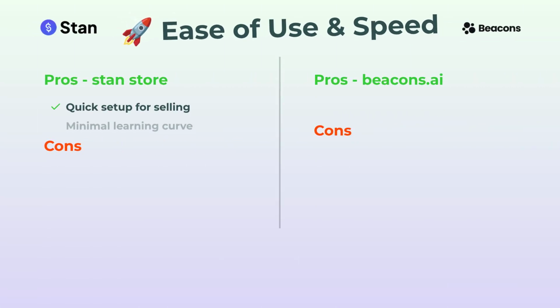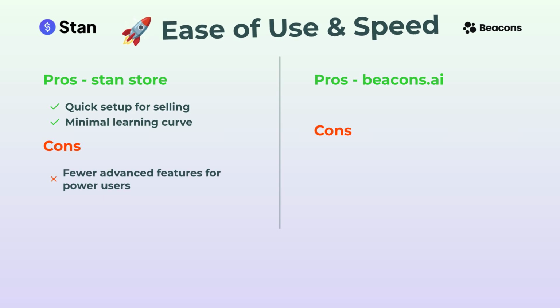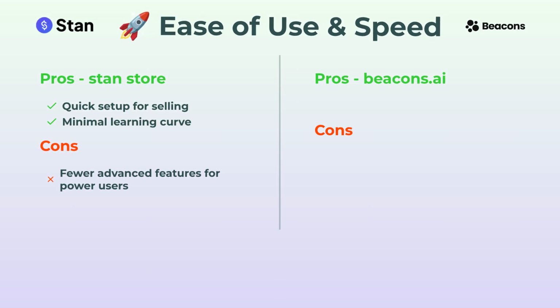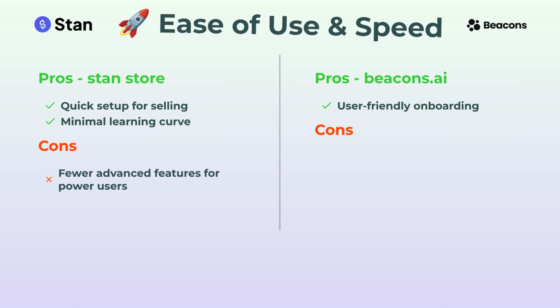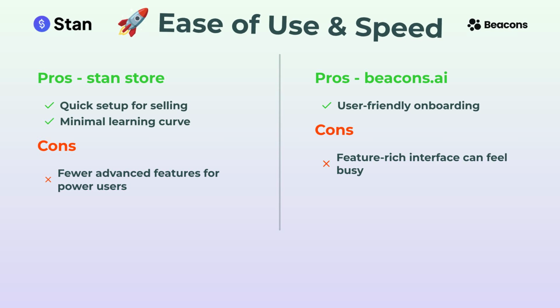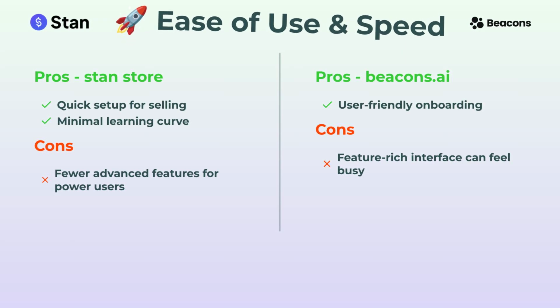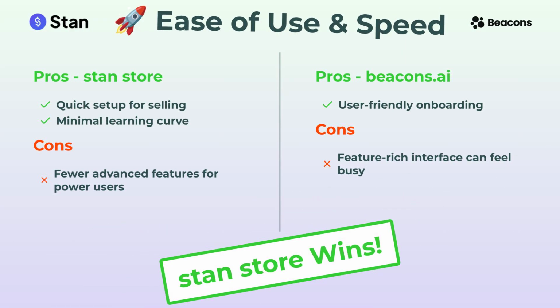Alright, ease of use and speed, because who has hours to spend fiddling around with a platform? Stan Store is blazing fast to set up and you really don't need a tech degree to get selling. Now, if you're more of a power user or someone who loves to tinker, you might eventually want more features. Beacons is pretty welcoming at first, honestly, but once you start exploring all the advanced stuff, the dashboard can get a little crowded. For pure simplicity, Stan wins here without a doubt.